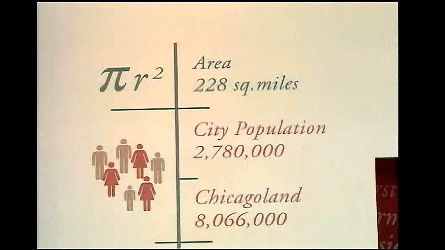City population, 2,780,000. Chicagoland, 8,066,000. What is the difference in population between the city of Chicago and the metropolitan area of Chicago?